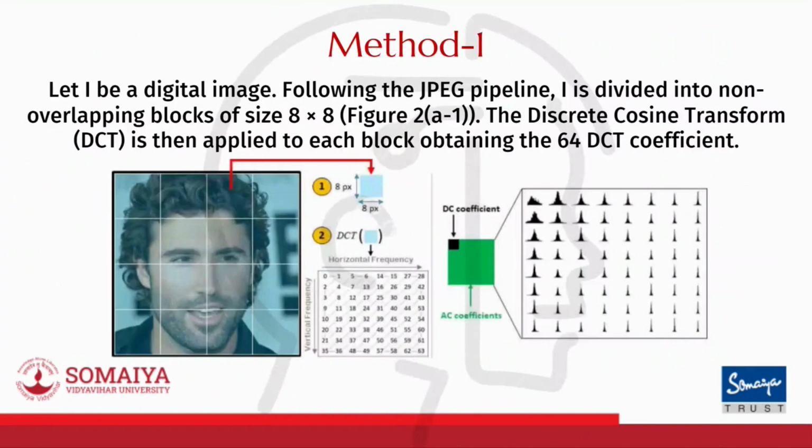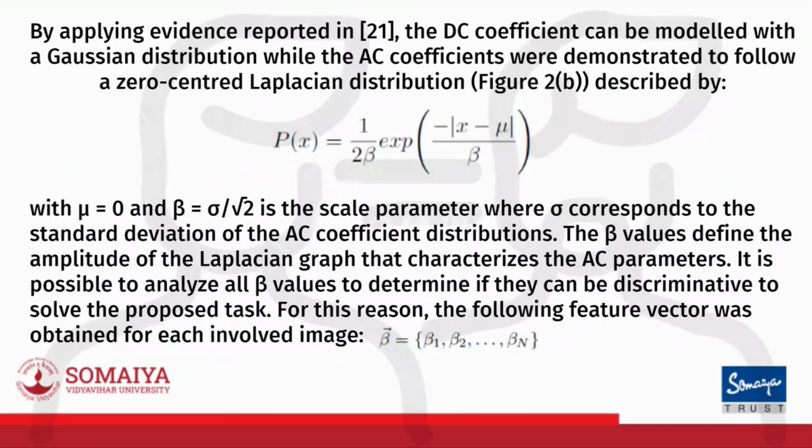Method 1. Let I be a digital image. Following the JPEG pipeline, I is divided into non-overlapping blocks of size 8 by 8. The discrete cosine transform (DCT) is then applied to each block, obtaining the 64 DCT coefficients. According to evidence reported in the literature, the DC coefficient can be modeled with a Gaussian distribution, while the AC coefficients were demonstrated to follow a zero-centered Laplacian distribution described by the following equation.